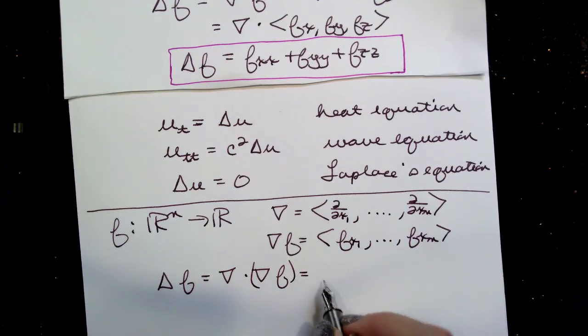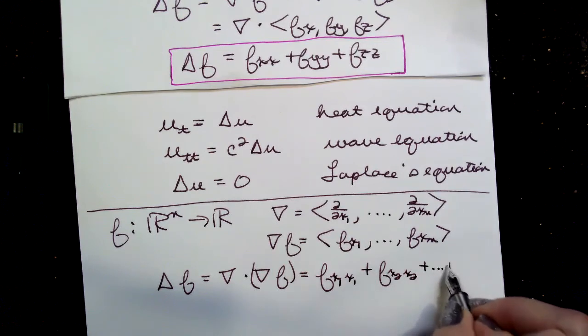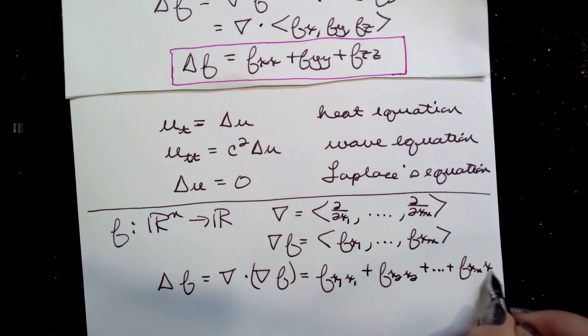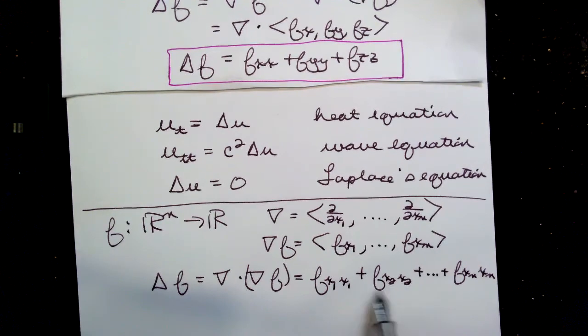And so what does that give you? That gives you fx1x1 plus fx2x2, and you keep going until you get to fxnxn. So the Laplacian in any dimension is the sum of the pure second partials. Okay. What do I mean by pure second partials? There's no mixed ones. It's fx1x1, fx2x2, fxnxn, and so on. So it's the sum of the pure second partials in any dimension.